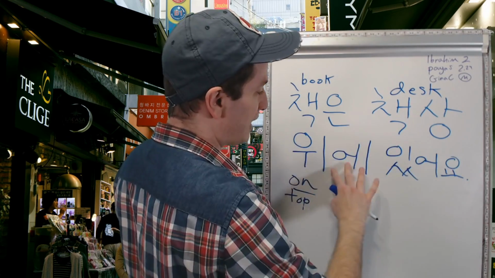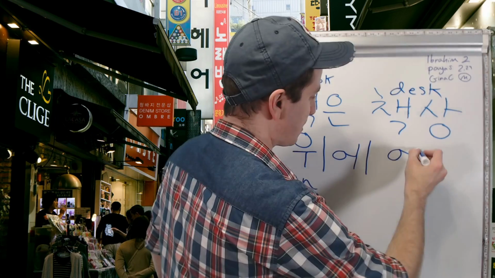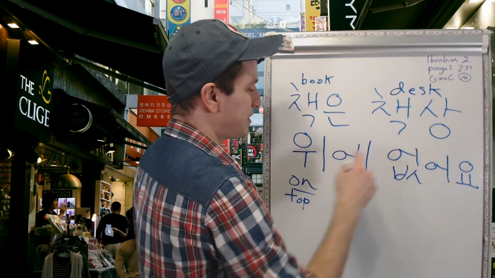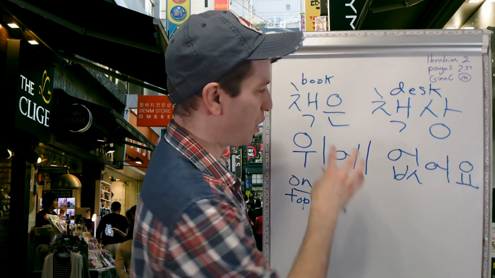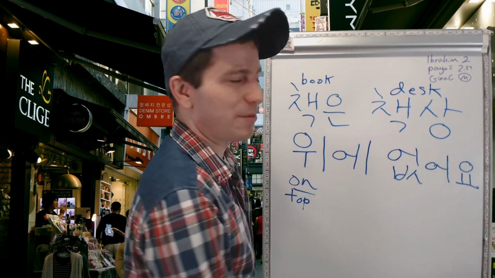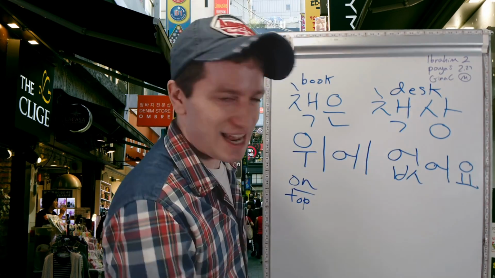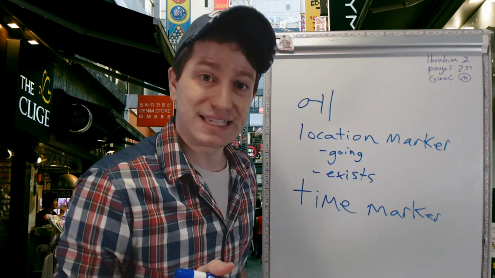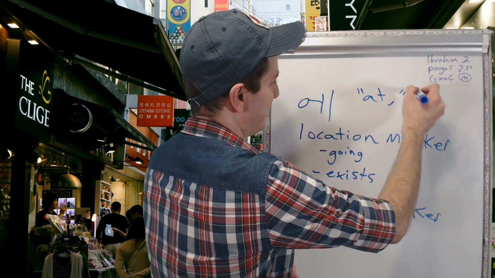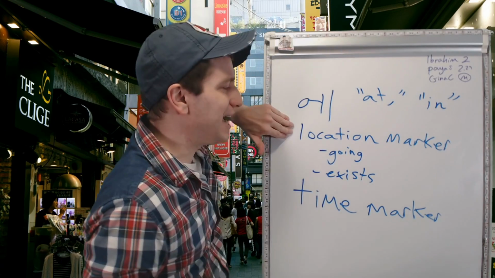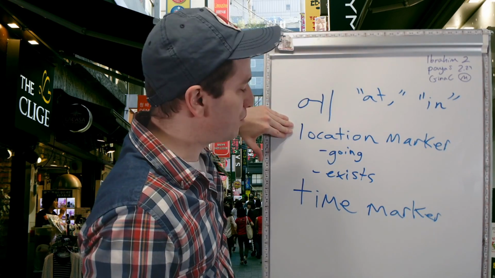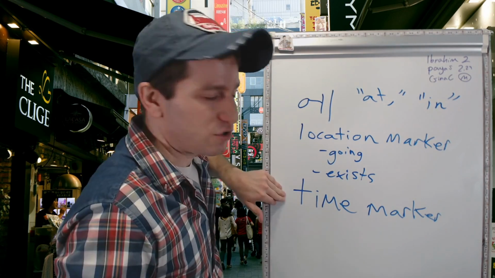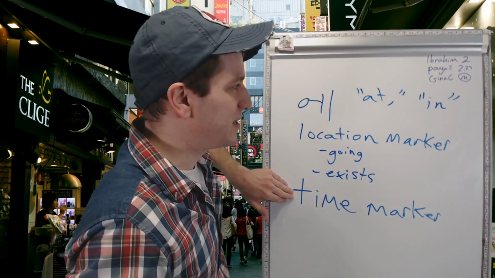책은 책상 위에 있어요. So you could also say something like this. 책은 책상 위에 없어요. So the book does not exist on top of the desk. The book is not on top of the desk. In addition to marking the location, 에 can also mark the time, at or in. So it marks the location physically, but it also marks the location in time. This marks the time at which something happens.